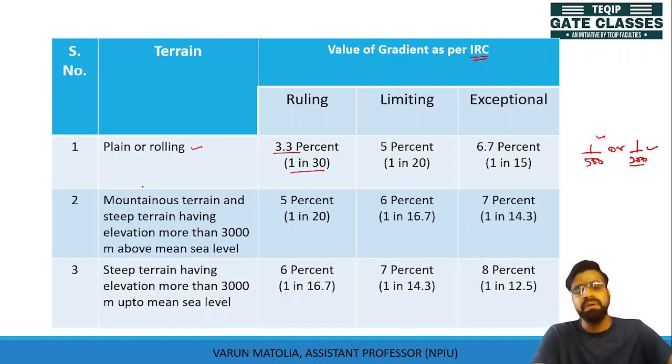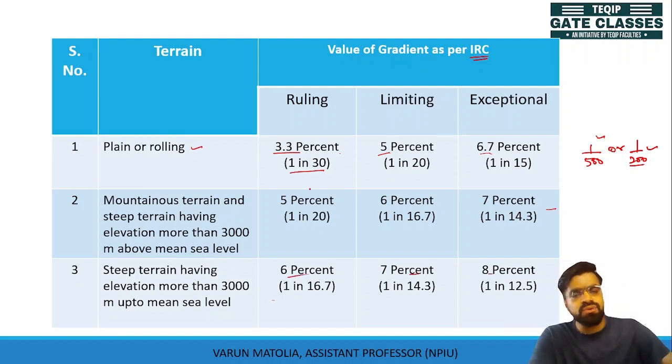For plain or rolling terrain, the ruling gradient can be 3.3%. If a limiting gradient is to be provided, the value can be 5%, and for exceptional cases, the value can be 6.7%. For mountainous terrain at elevation more than 300 m above the mean sea level, the ruling gradients can be the provided values, and for steep terrain having elevation more than 300 m above mean sea level, these values are to be used.